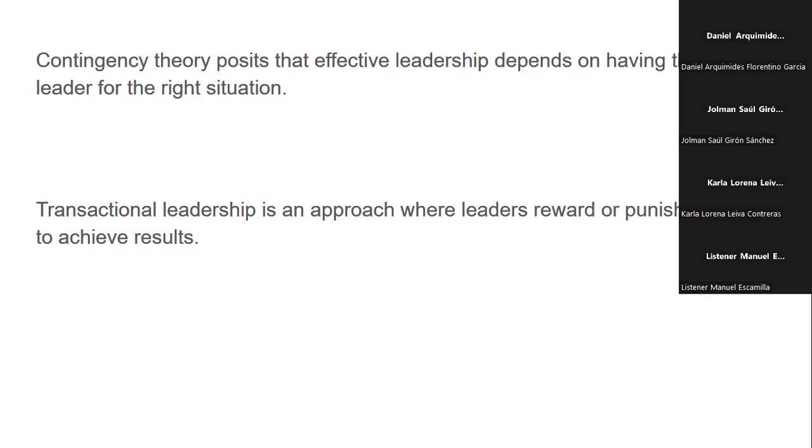The other one says transactional leadership. It's an approach where leaders reward or punish followers to achieve results. This is interesting because I believe in El Salvador, this is the most common. Transactional leadership is the one where if you do a very good job, they give you food, they give you things. If you do something bad, they come and say, you are not going to have vacations. You are not going to have this that you had before. So this is transactional leadership, the one that gives you a reward.